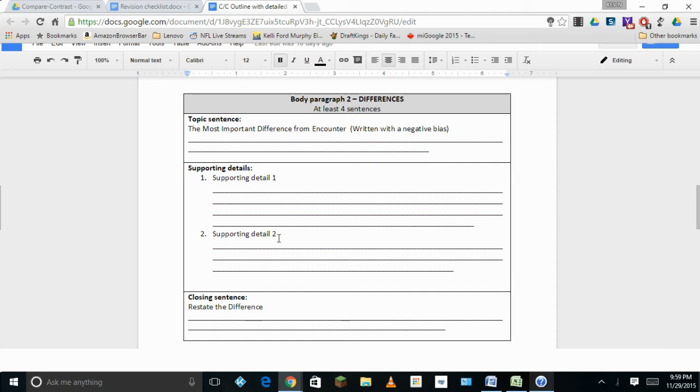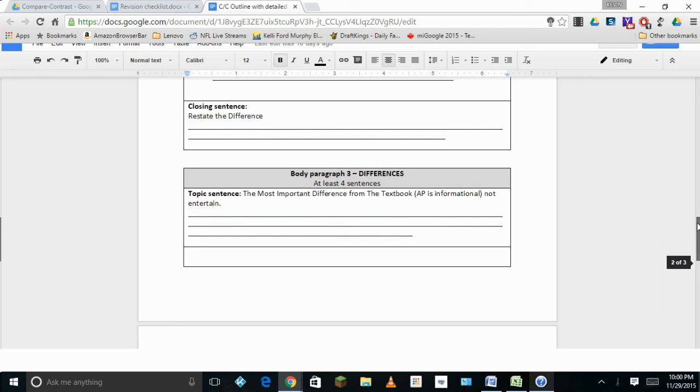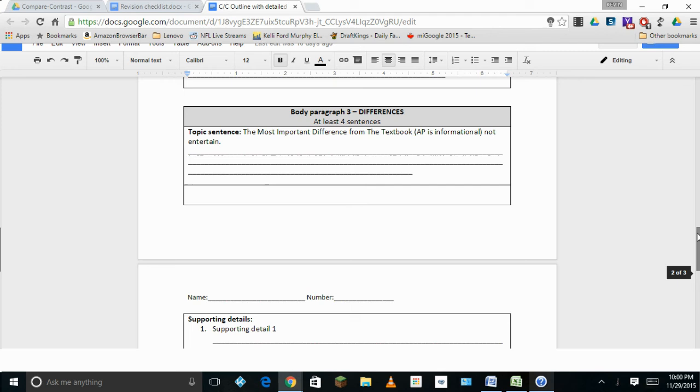Obviously, the greed for gold was one that we had talked about. And then the other one was that the narrator of the story warned his people of not letting them come to the land. And so showing where those are on the pages definitely is good. Providing the evidence of where you found your supporting detail is really positive. And then you're going to restate your difference. And the final body paragraph is the same thing.